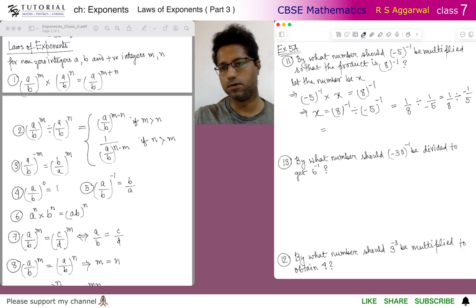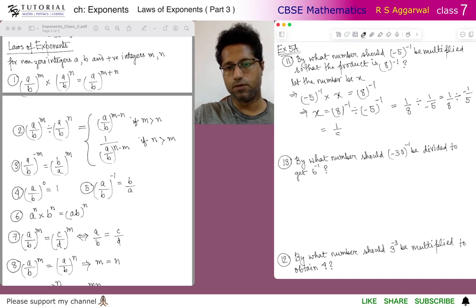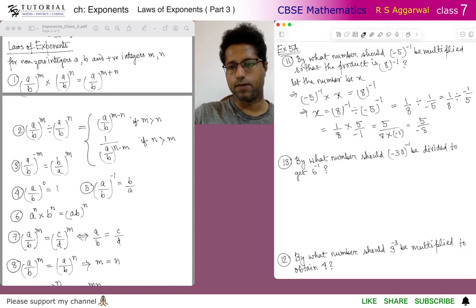and now we have a division of two rational numbers. We know that when we divide by a rational number, it is equivalent to the multiplication of the reciprocal of the rational number. So this will be 1 by 8 multiplied by the reciprocal of minus 1 by 5, that is 5 by minus 1. So this is 5 divided by 8 into minus 1, this is 5 by minus 8, and again we do not keep negative denominators, so to make it positive it becomes minus 5 by 8.